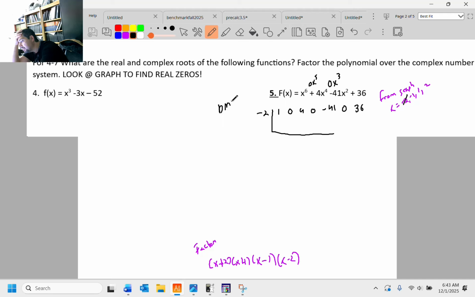And the acronym on this was DMA. Drop, multiply, and add. And we multiply, and we add. And we multiply, and we add. And we just keep repeating that process until we're done.